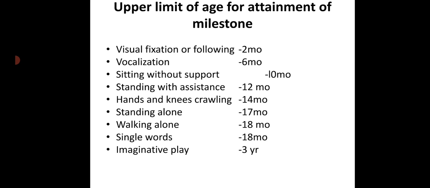So let's see the upper limit of age for attainment of milestones. Visual fixation or following, 2 months. Vocalization, 6 months. Sitting without support, 10 months. Standing with assistance, 12 months. Hands and knees crawling, 14 months. Standing alone, 17 months. Walking alone, 18 months. Single words, 18 months. Imaginative play, 3 years.